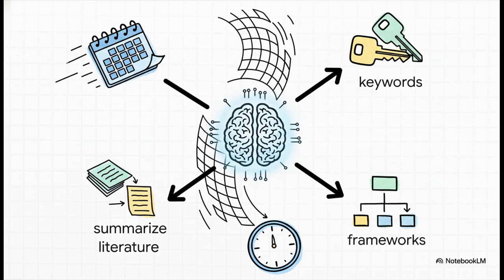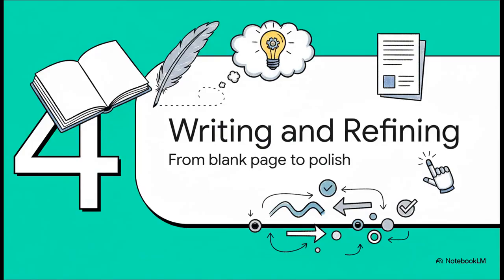In this early stage, AI can spit out the perfect keywords for your search. It can summarize articles for you, and it can even suggest different theoretical frameworks or research methods you might not have even thought of. We're talking about taking days or even weeks of work and squishing it down into a few hours. So let's build on that.